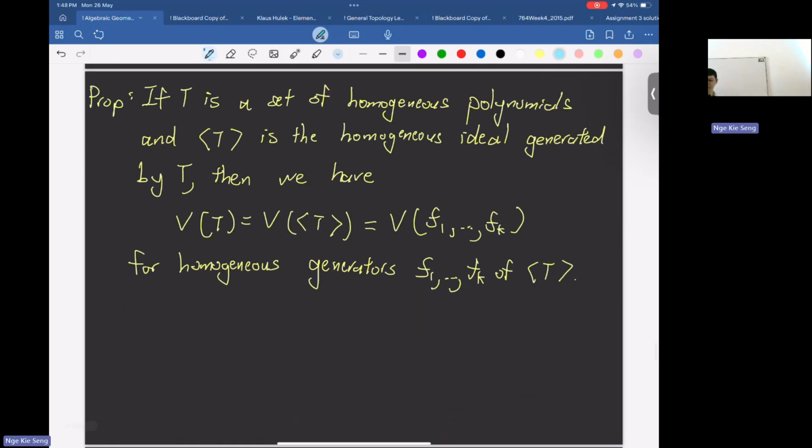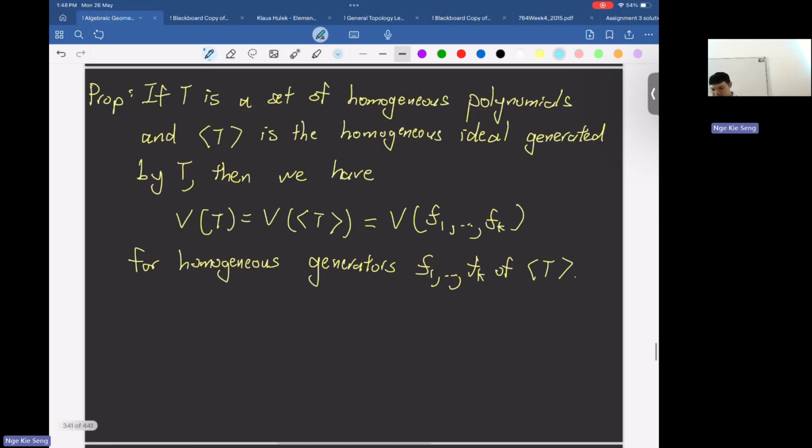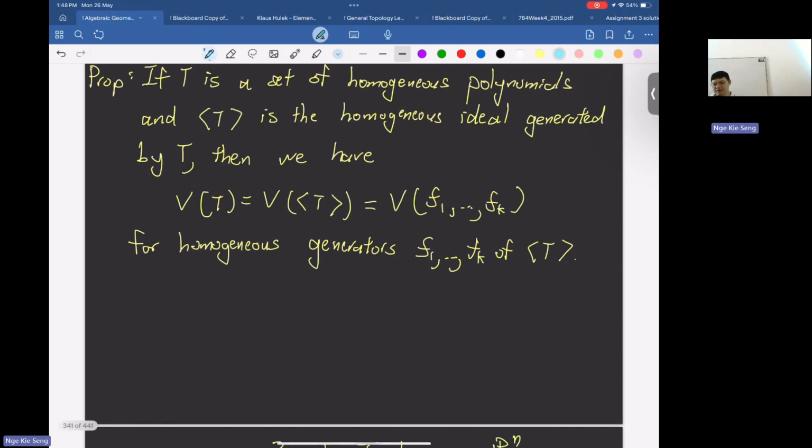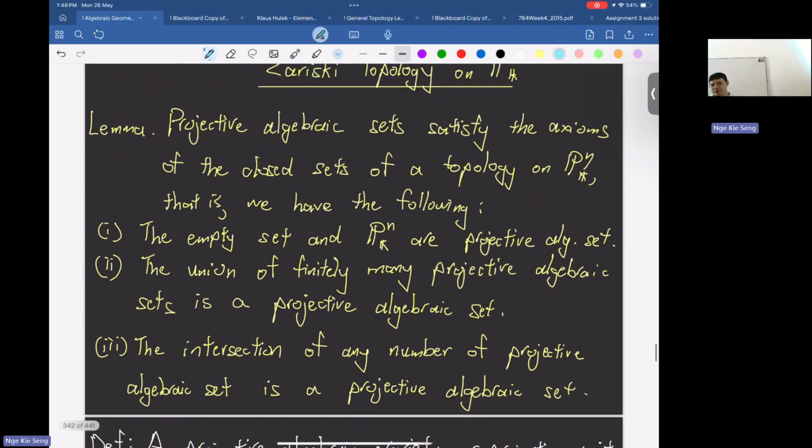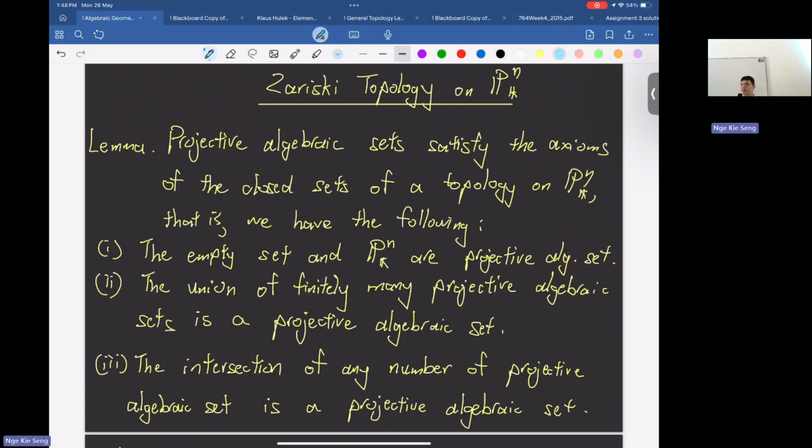The other thing is you can show that V(T) equals V of the ideal generated by T. This is similar to the R5 case. You just don't look at the zero set of the function. It's equivalent to look at the zero set of the ideal generated by the function. It's the same. So similar for this homogeneous generator case. And then we will have the Zariski topology also.